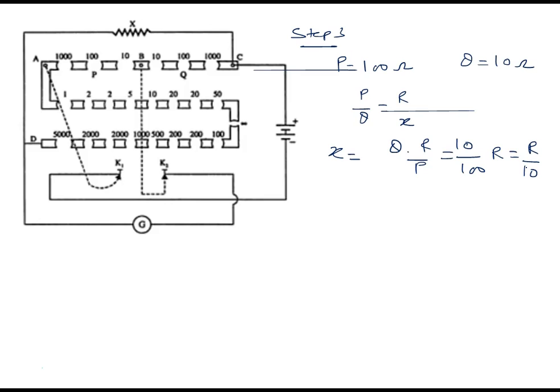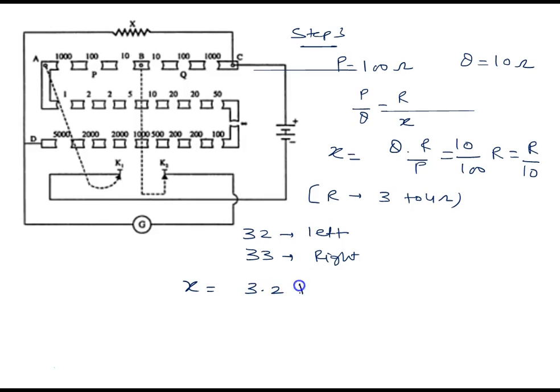In the last slide we have discussed that R was ranging between 3 to 4 ohm. Now it means here we should get the answer between 30 and 40. So suppose we introduce 32 ohm and we observe deflection that is left, and we introduce 33, deflection is toward right. Again we are not getting 0 deflection. So when you put 32 and 33 in this equation, you will get the value of X between 3.2 to 3.3.